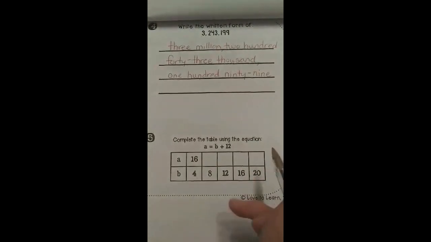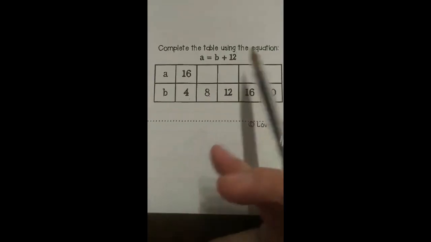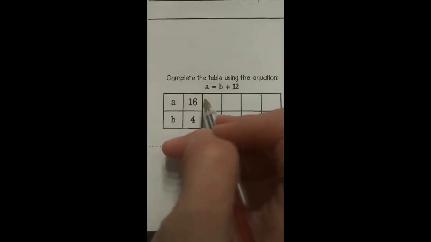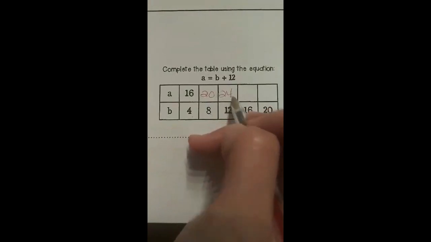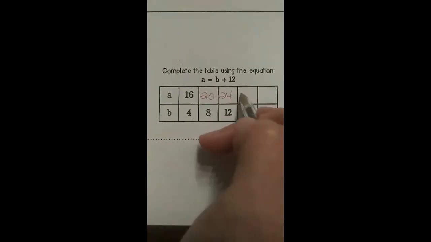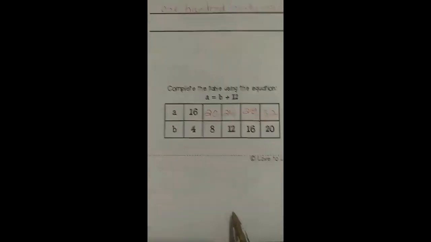numbers correctly. The last problem, number 5, is our rule is to take B and add 12. So 8 plus 12 is 20. 12 plus 12 is 24. 16 plus 12 is 28. 20 plus 12 is 32.